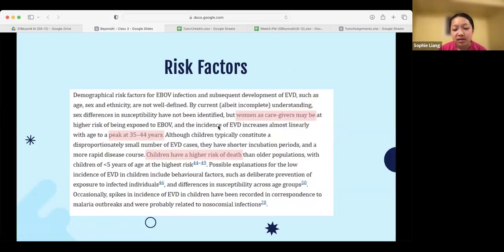And it says the incidence of EVD increases almost linearly with age to a peak at 35 to 44 years old. And then the final one, which Kevil saw, is children. So it says children have a higher risk of death than older populations, with children of under 5 years of age at the highest risk. So there's the risk factors that are identified in this passage.